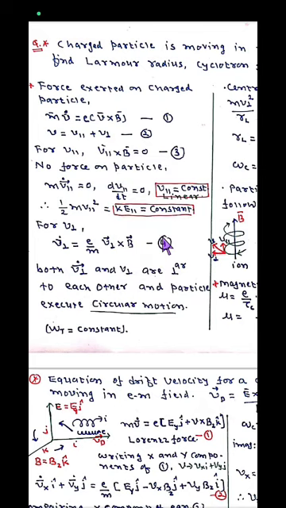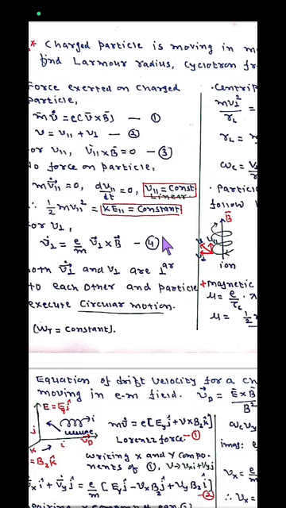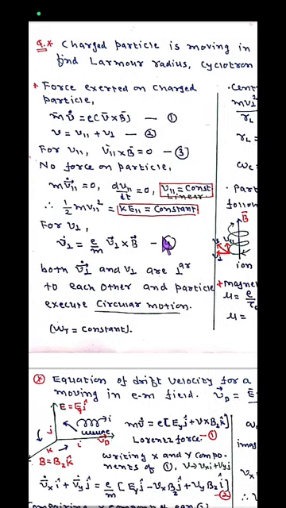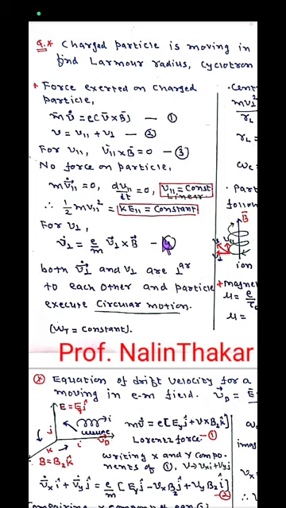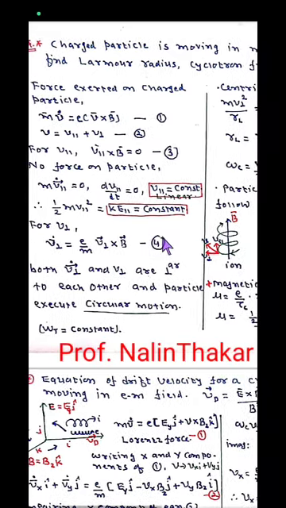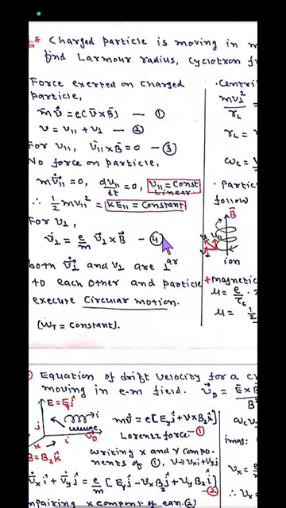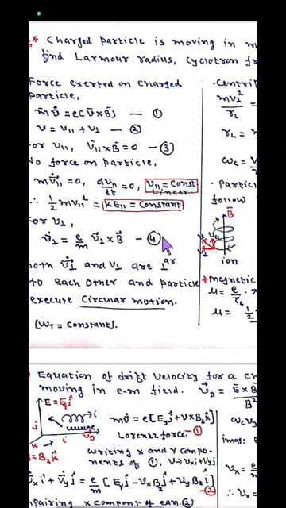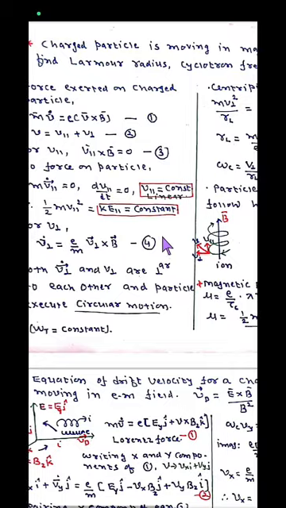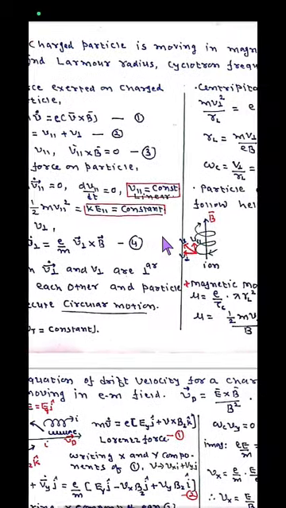Now, plasma. What is plasma? You know that plasma is an ionized gas. There are positively charged particles and negatively charged electrons. Now, in this chapter, we will learn about what will happen when a charged particle is moving in, first of all, a magnetic field, then an electromagnetic field.